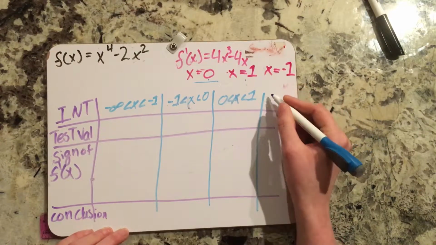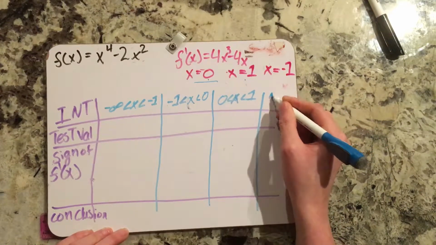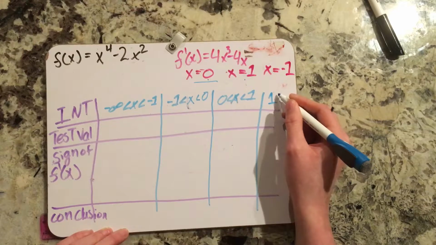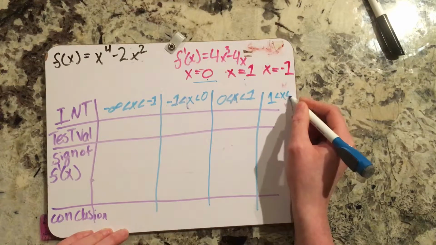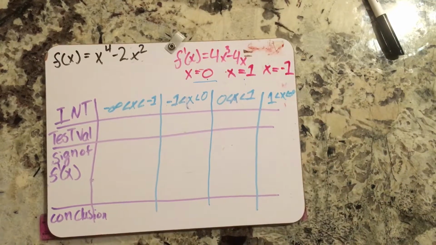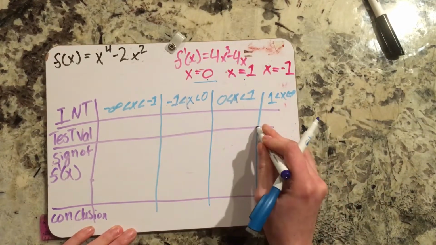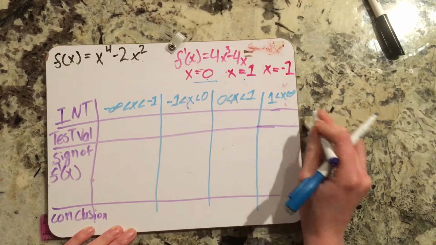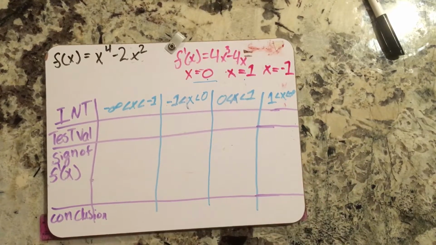Okay. And then finally, our positive 1 is less than x, which goes off into infinity. Sorry, that one's a little bit cramped, but there's a lot in here.